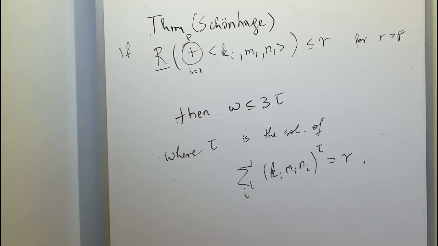It allowed Schönhage to prove that omega is less than 2.5, and then also allowed for the development of more and more techniques such as Strassen's laser method and then the later Coppersmith-Winograd and so on.